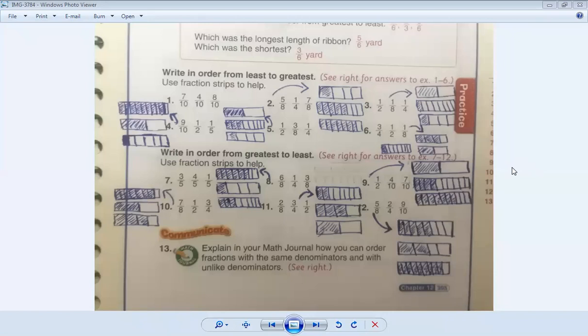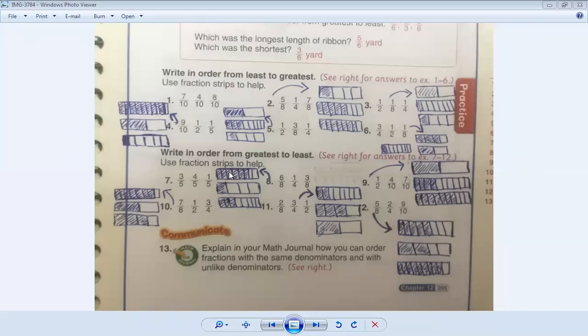Any question? Any question from number 1 till number 6? Do you have any question? Okay, so from least to greatest means from the smallest number to the biggest number. From least to greatest, from the smallest number to the biggest number, okay?